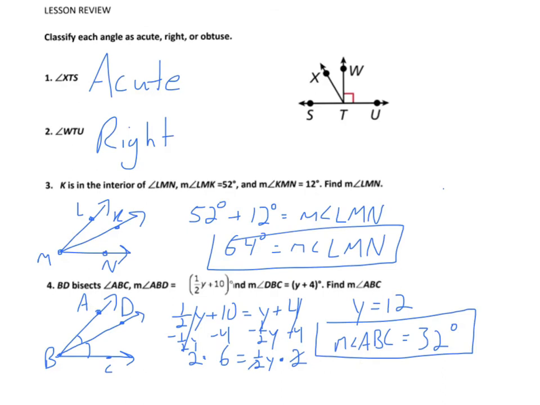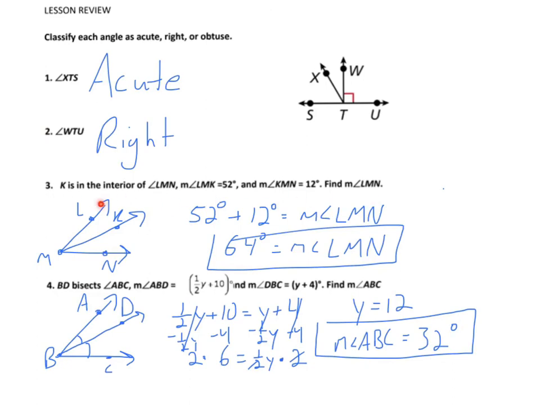For the first two problems, pretty easy, just classifying. Now, it's actually easier to figure out number 2 first. They give you WTU and you see the box symbol, so that automatically tells you that this has to be a right angle. And if that's a right angle connected to a straight line, that means this WTS would also be a right angle. XTS is smaller than WTS, which means it's smaller than 90 degrees, so that would make XTS an acute angle. Now that was a question about classifying angles.